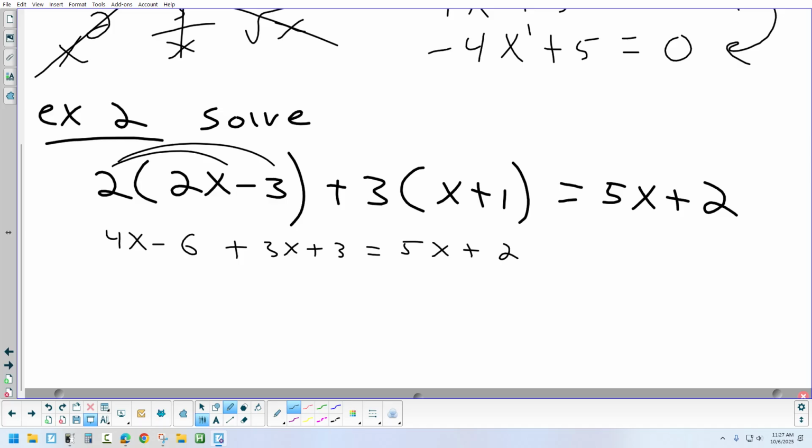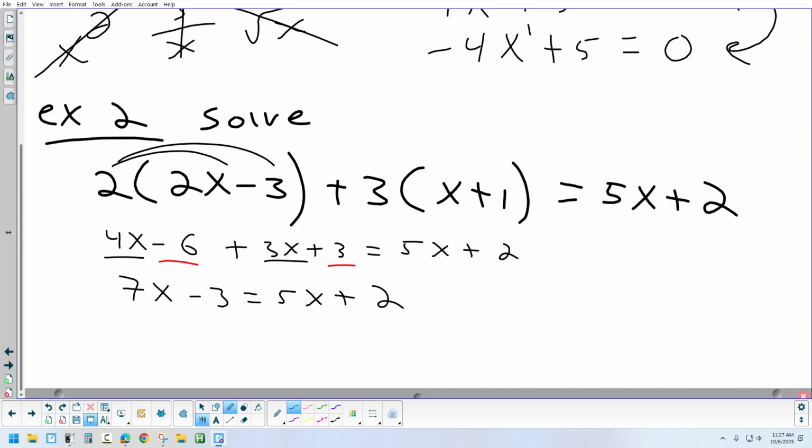Now, what can we do on the left-hand side? Now, we've got some like terms. We've got some x's, so we can combine those. And we've got some constants. Negative 6 plus 3 gives me how much? Negative 3. Okay, so that's starting to look a little simpler. What would we do next?